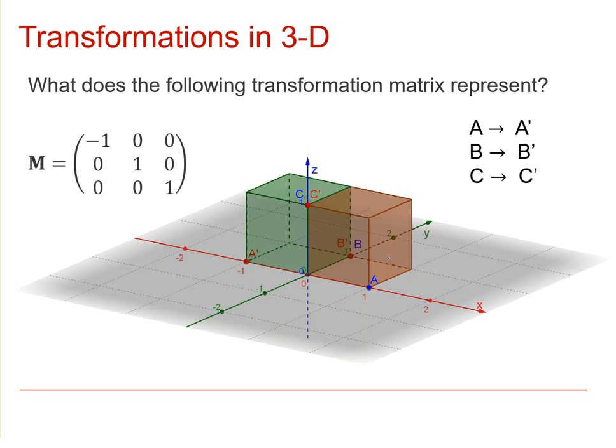A nice way to look at this is to look in 3D at the transformation of a unit cube. The brown cube is the initial unit cube, and I've transformed this with the matrix M to make the green cube there. You can see that the point B remains unchanged and the point C remains unchanged, but the point A has been transformed from there over to there, to (-1, 0, 0).